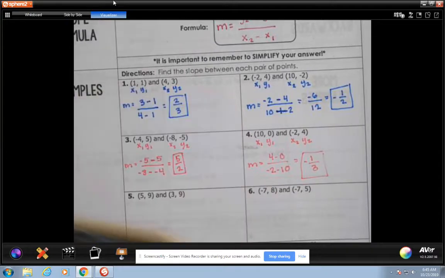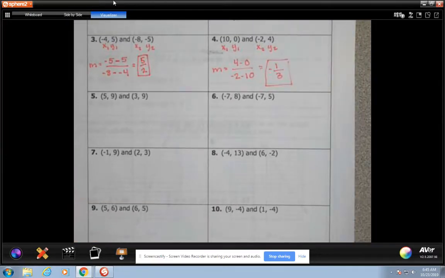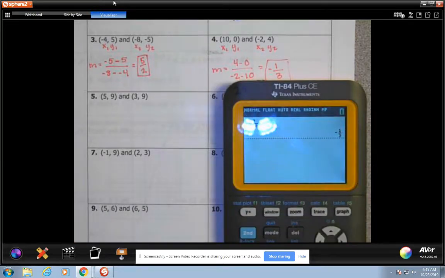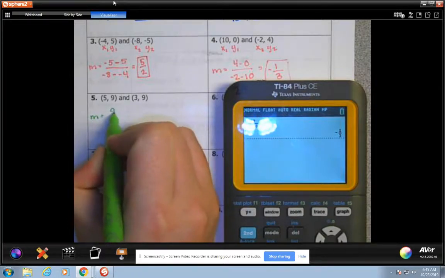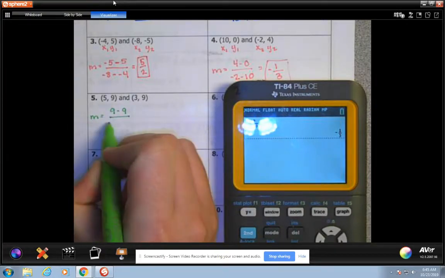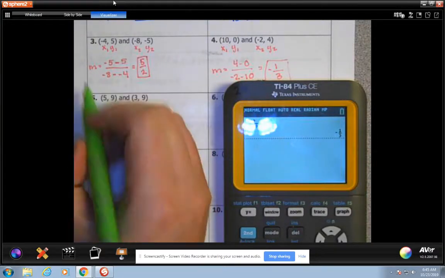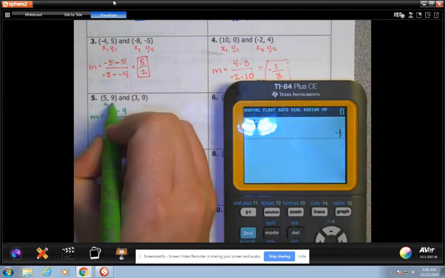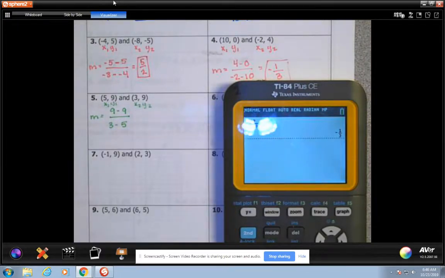All right, let's look at 5 and 6 here. Now I'm going to have to get away from the formula for you, but I still think that you're capable of doing it. So this is going to be m equals 9 minus 9 over 3 minus 5. And what I forgot to do was label my points, so I'm going to go back and do this. This is x1, y1, x2, y2. And then I just plugged them in the formula that was at the top of my page. Now I'm going to plug this in my calculator. 9 minus 9 over 3 minus 5.